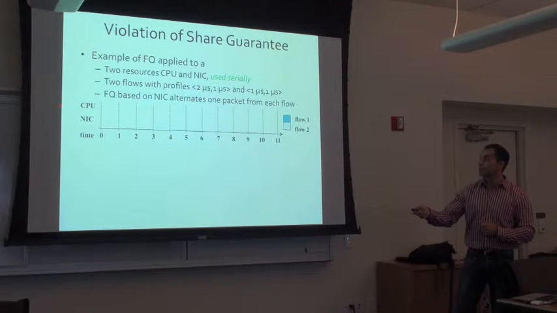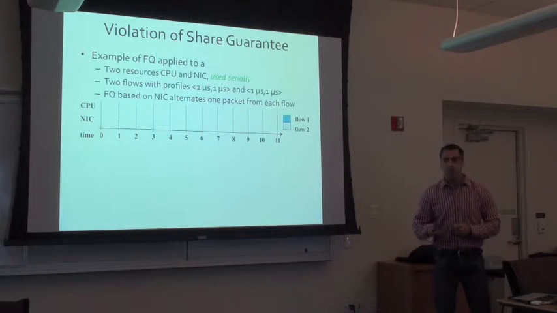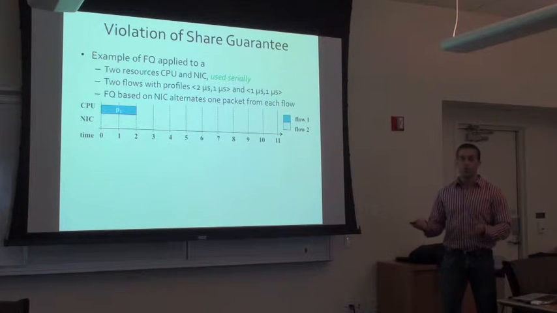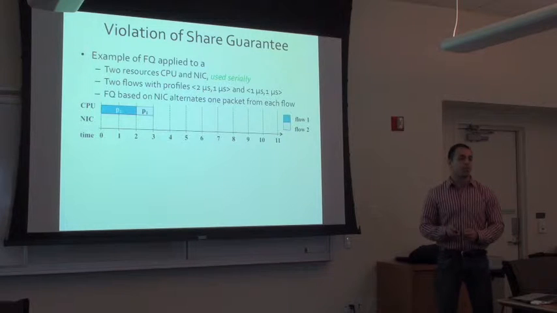So the x-axis here shows time, and we have the two resources, CPU and NIC. And we have the two flows, this dark blue and the white, flow 1 and flow 2. First it would start by scheduling a packet from the first flow, and it would take 2 microseconds. After it's done that, it alternates to the other flow and sends a packet from the other flow.